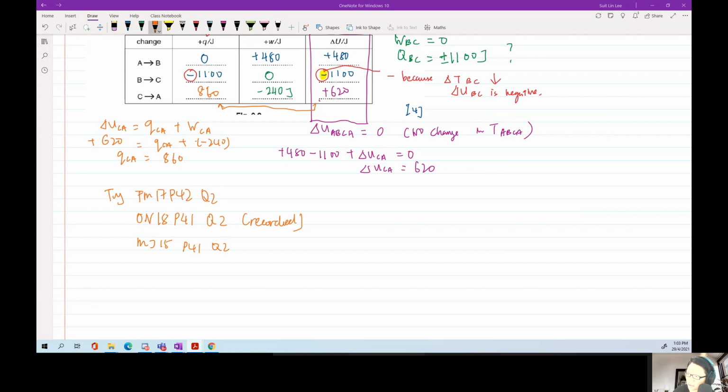And I believe we have recorded this one? We have not. Okay. Another one that is a little bit tricky is an old one, ON10 paper 41 question 2. This one may be a bit tricky, but try these 4. If you can try these 4 and you understand this one, then this question should be okay. Only 4 questions. One is recorded already.